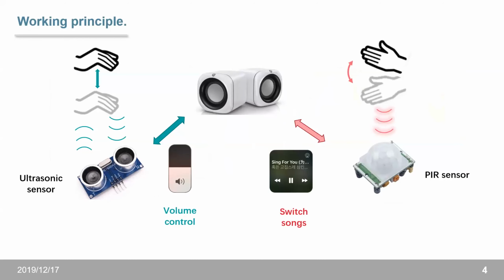So our group designed a touchless control speaker. Here is the working principle. The change of volume is realized by the ultrasonic sensor, which can detect the distance between your hands and the speaker. By moving your hands up or down, the volume will be changed accordingly. The second function of this speaker is switching the source, which is realized by the PIR sensor. The PIR sensor can detect the movement of an object that radiates IR light. So by sweeping your hands in front of the PIR sensor, it will trigger the function of switching the source.